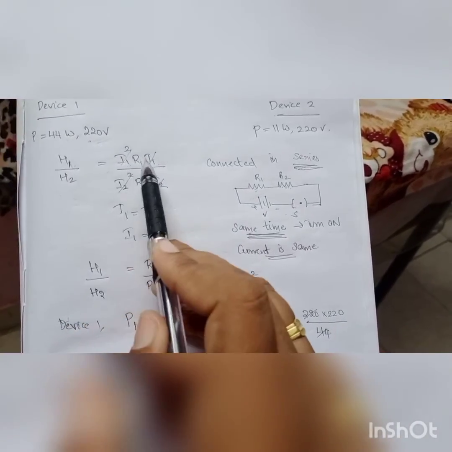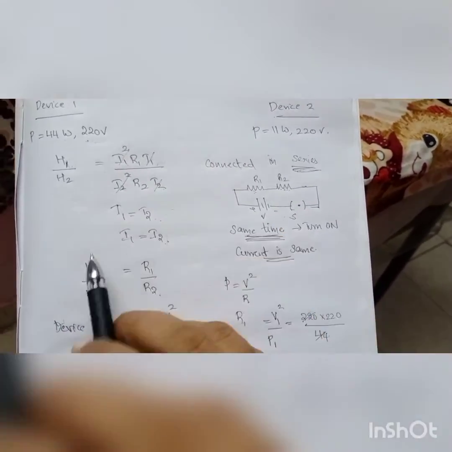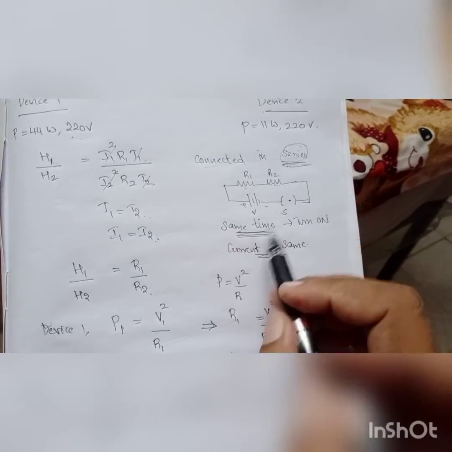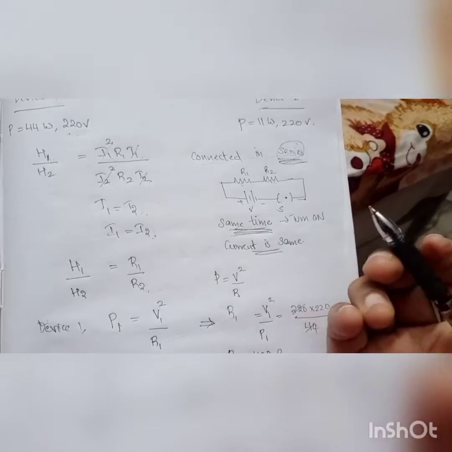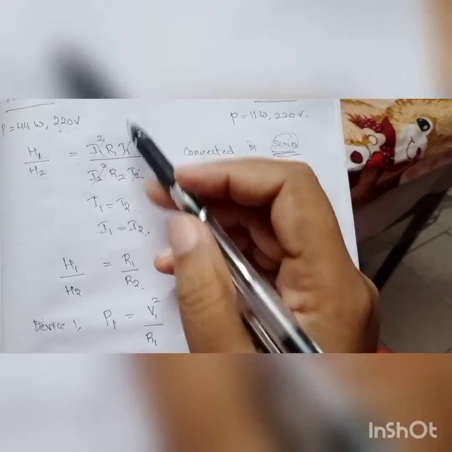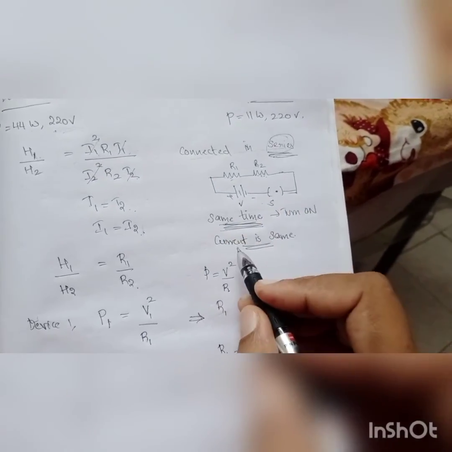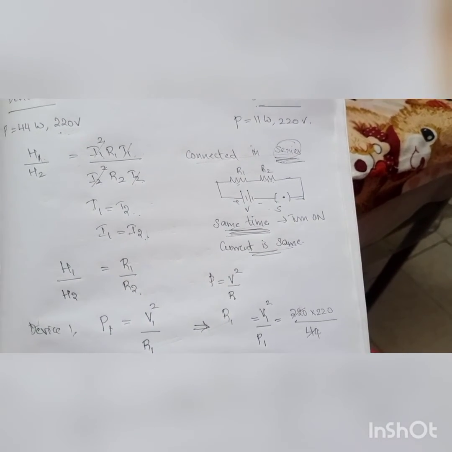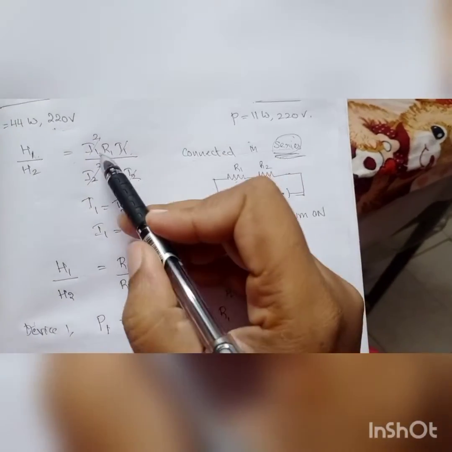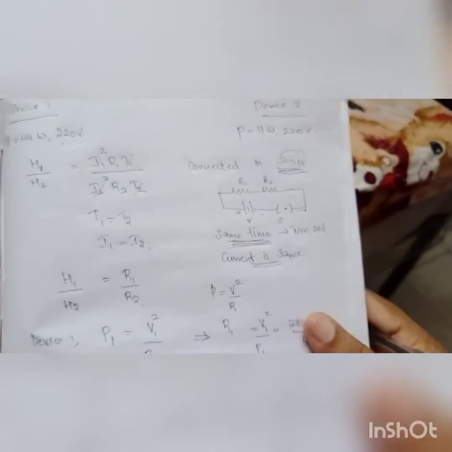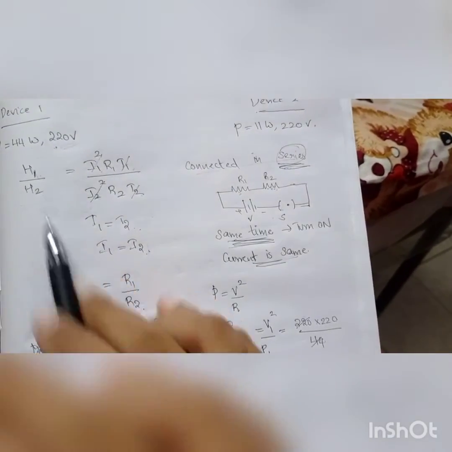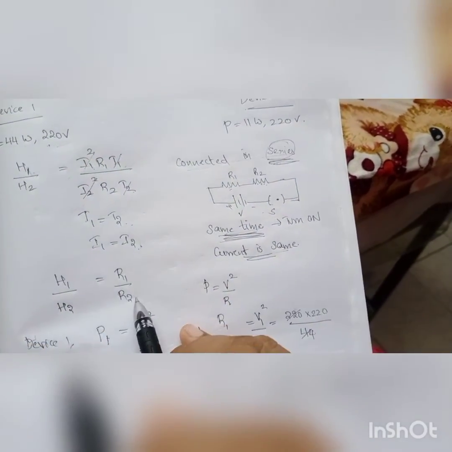Heat 1 by heat 2 is I1 square R1 T1 divided by I2 square R2 T2. And in the question they have mentioned that both the devices are connected in series. So when two devices are connected in series, they get switched on at the same time, so we can cancel the time because both times will be equal. Similarly, the current is also the same. We have studied that in a series circuit, the current is the same and the voltage is distributed. So we can cancel the current also. What is left? H1 by H2 will be equal to R1 by R2.